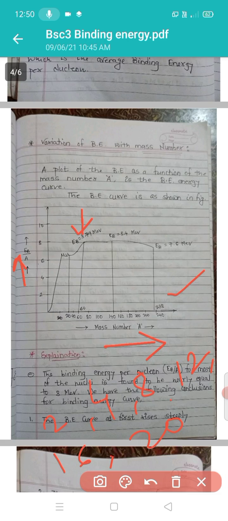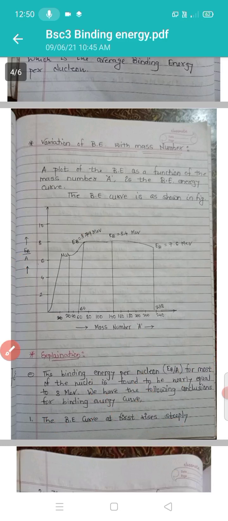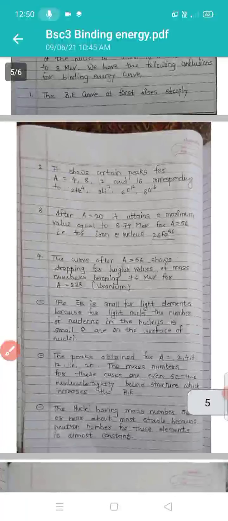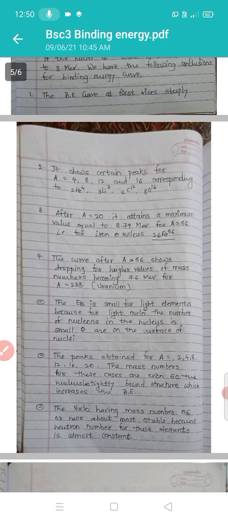For heavy elements, due to the increase in the number of protons, the Coulombian force of repulsion increases, with a decrease of binding energy.